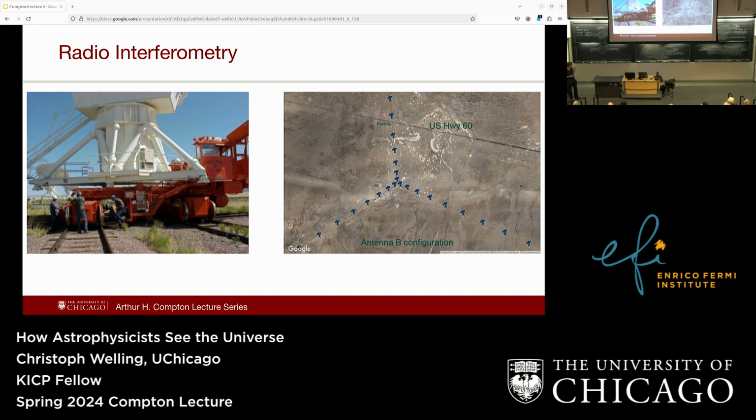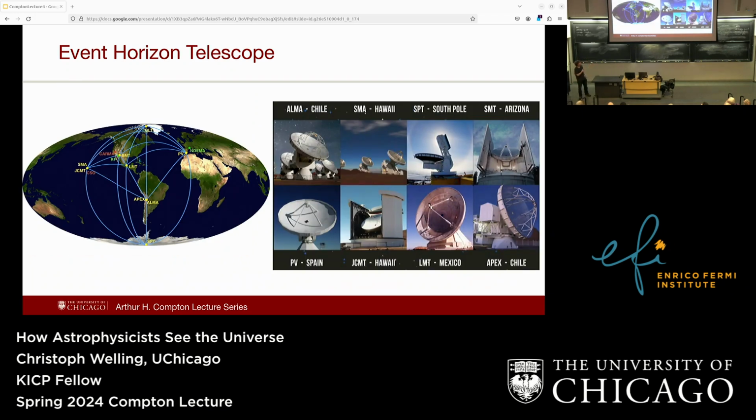Now, if I want to get kind of the best resolution picture I can get, then I would build something like the Event Horizon Telescope, where I just put my radio telescopes at different ends of the Earth. So, they have one at the South Pole, one in Greenland, pretty close to the North Pole, then a bunch of them at different positions.